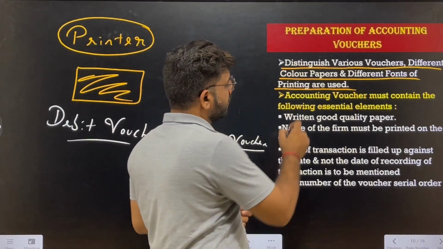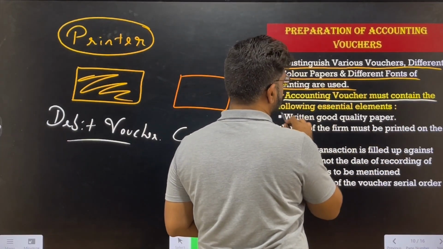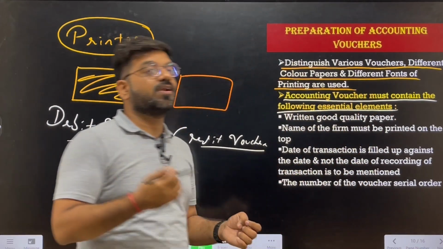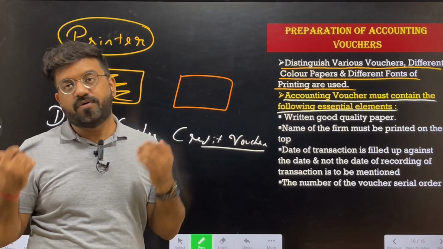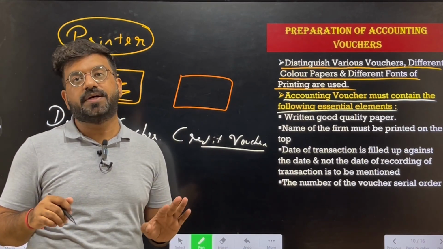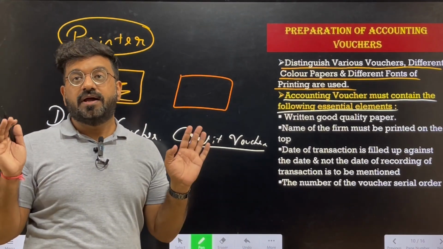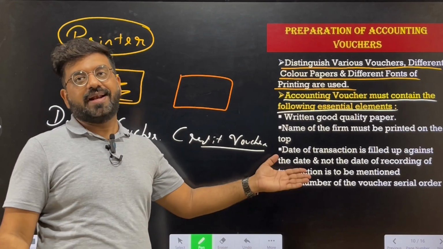Next, accounting vouchers must contain the following essential items. Now, what are the essential items which have to be there in the vouchers? We have already seen the date, serial number, voucher number, the debit account, credit account, and the amount. So these are all the items. We'll see it.